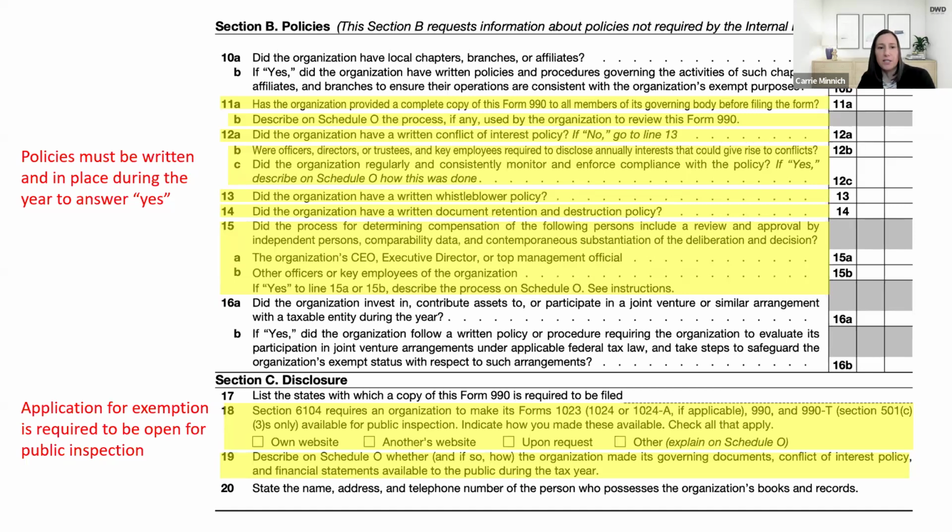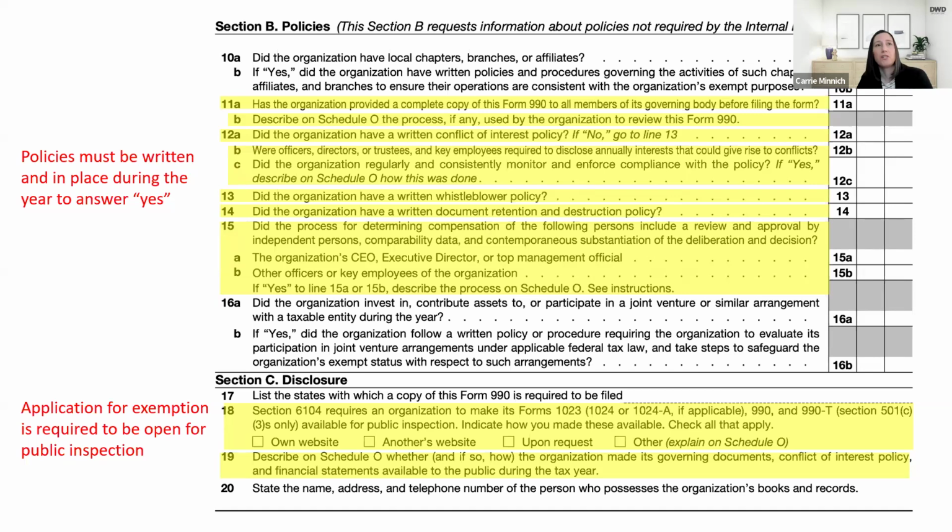Now, the other piece of this question asks about, have you provided a completed copy of Form 990 to all members of the governing body before filing this form. So to answer this, yes. A completed copy of Form 990, which means all forms and schedules. So that means all schedules. So Schedule B, that includes contributors' names and addresses, has to be included.